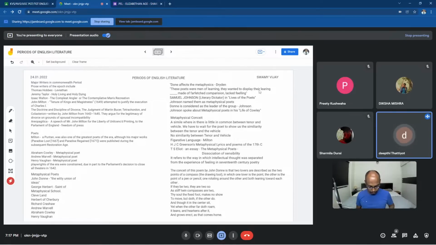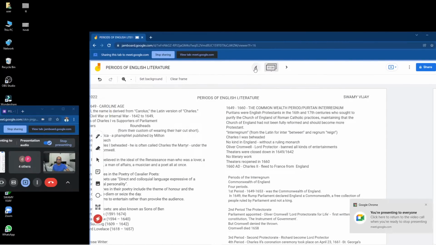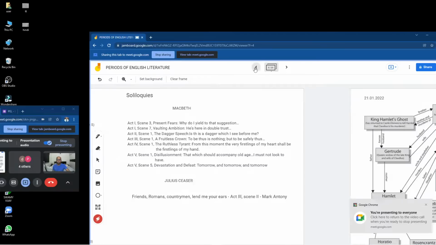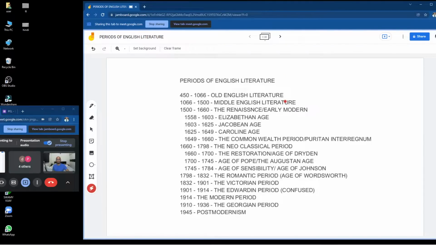In the Renaissance, from 1500 to 1660, first comes the Elizabethan age, 1558 to 1603. In that age, Spenser was the foremost poet of the age. Then Philip Sidney was there. And in the drama part, Shakespeare was the one.